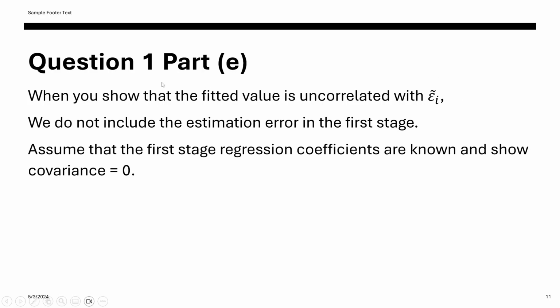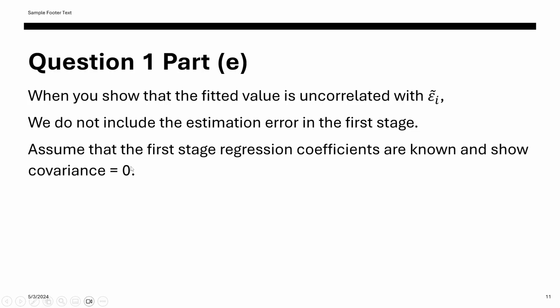But what I'm doing here is I want you to distinguish this. When you say the fitted value is uncorrelated with the error term here, that is at the identification level, right? If the first stage regression coefficients are perfectly identified, or you have infinite observations, so you can estimate them without any error, then you can show that the covariance is zero, right?